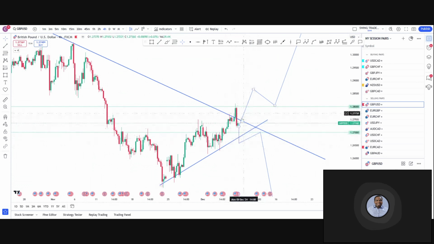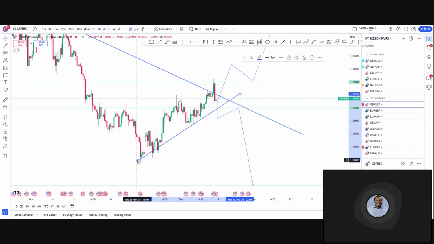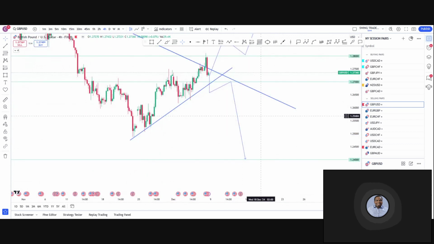So we should expect price to stay above to continue buying. So we need a break above this psychological level to continue to the upside. And also if price drops, then we need price to break this trend line again. Okay, let's adjust it properly on the 4-hour. So we have price break this trend line, then retest probably on that psychological level, which is 1.27, and then we can look for a sell.